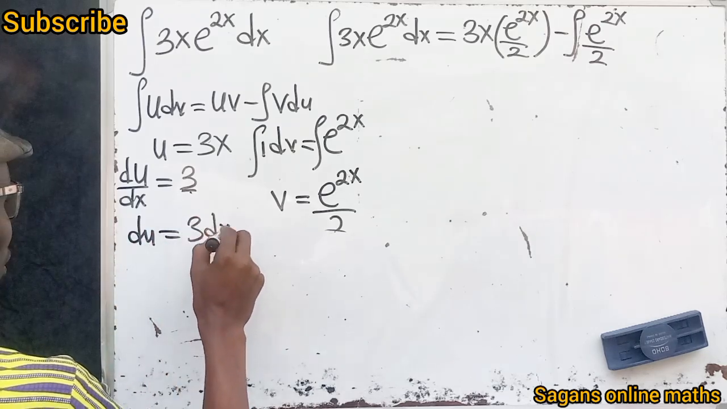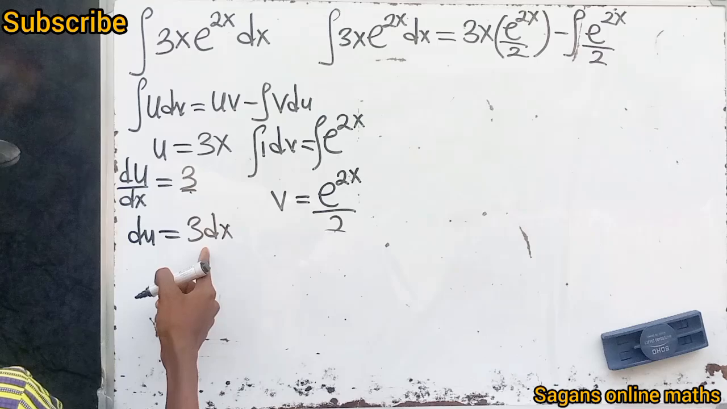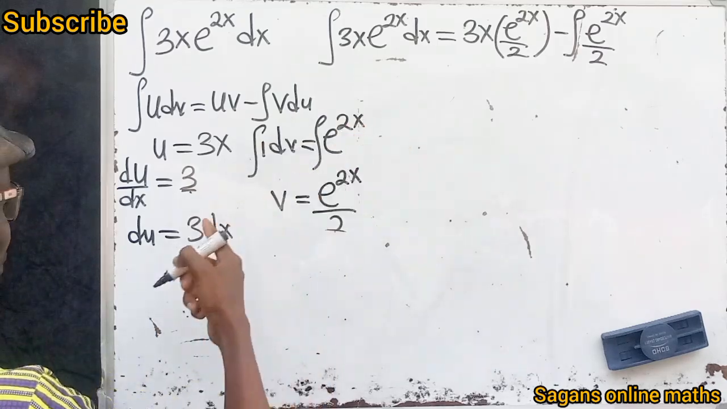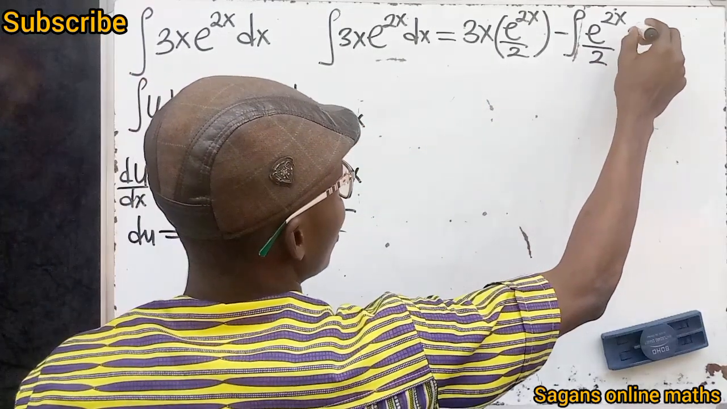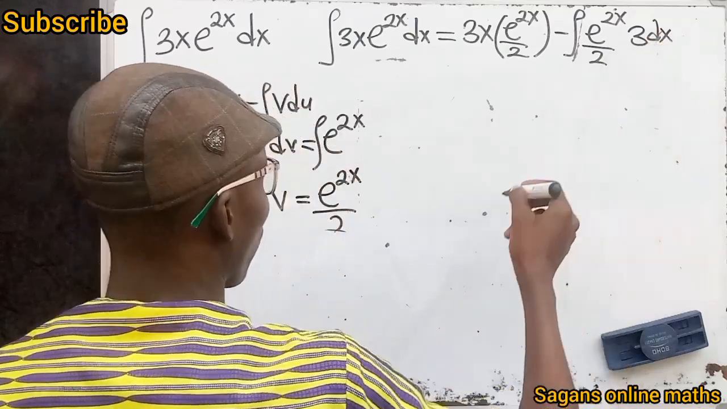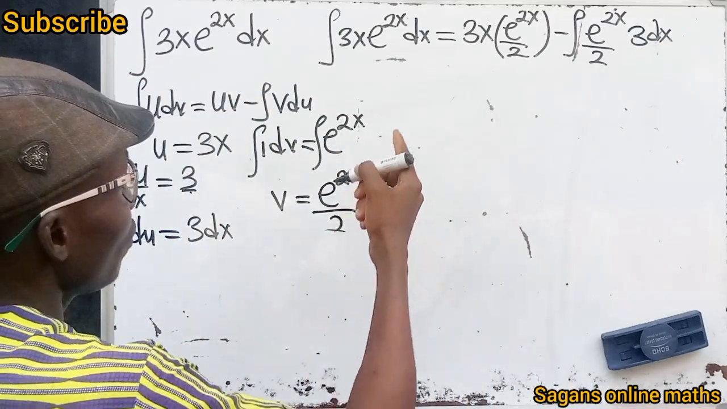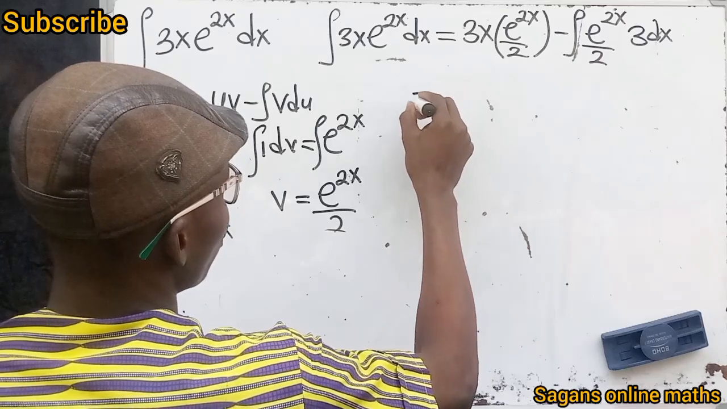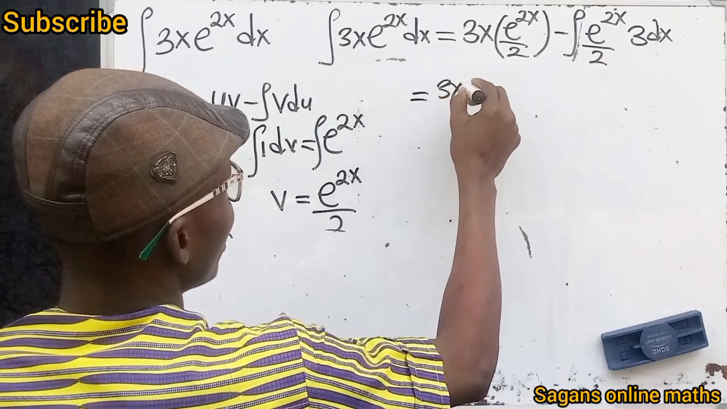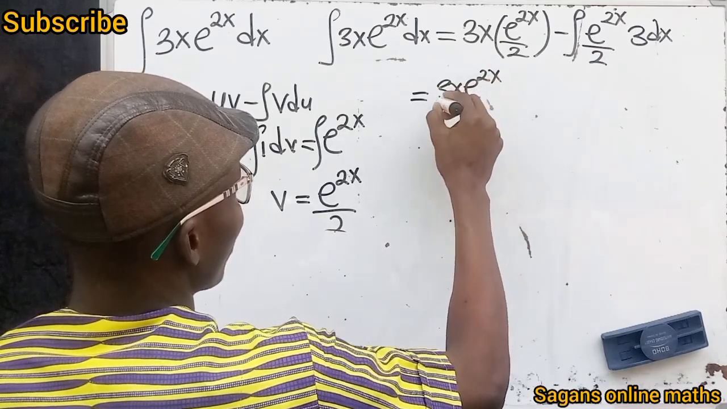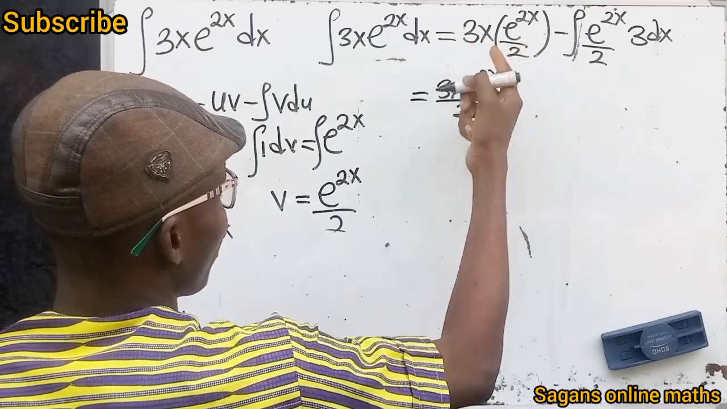3 dx. You're making 3 times the s, so you have 3 dx. So in place of du, you are going to have 3 dx. Wow, this is amazing. Very interesting, right? Now if this is multiplied by this, this equals 3x, e to the power of 2x divided by 2, because I'm using this to multiply by this.